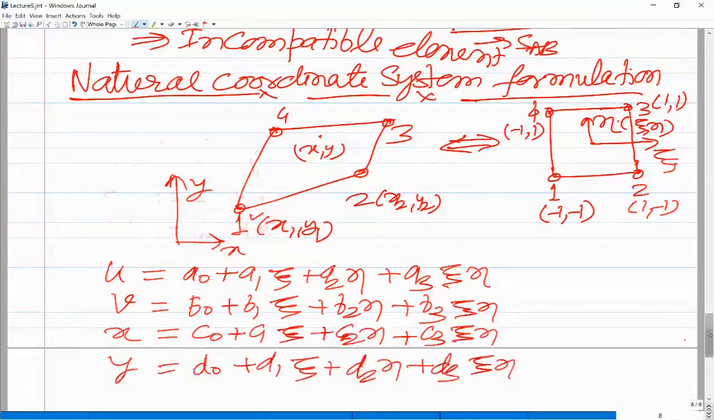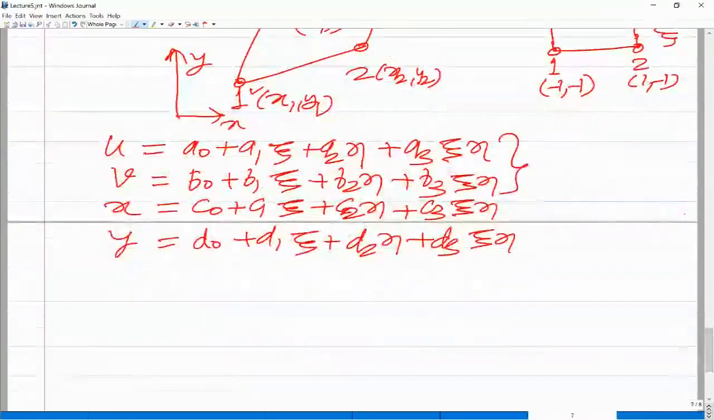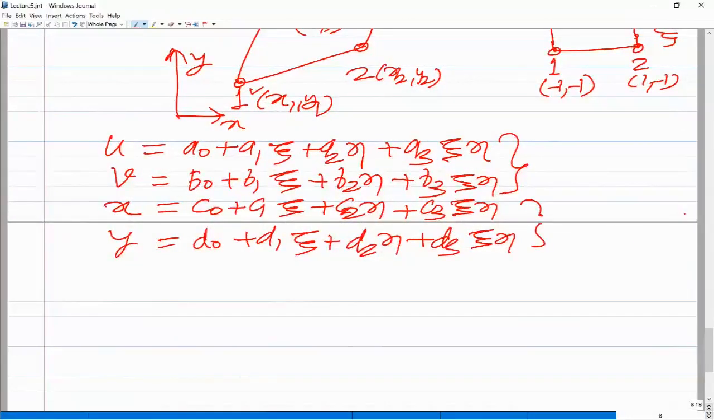And now if you see, these are the field variables. So u and v are the field variables, and x, y are the physical coordinates, the geometry. So both are interpolated using the same kind of polynomial. So this formulation is also known as isoparametric formulation. So if the interpolation of field variables u and v is the same as the interpolation of physical coordinates, that is interpolation of geometry, the x, y coordinates, then it is known as the isoparametric formulation.